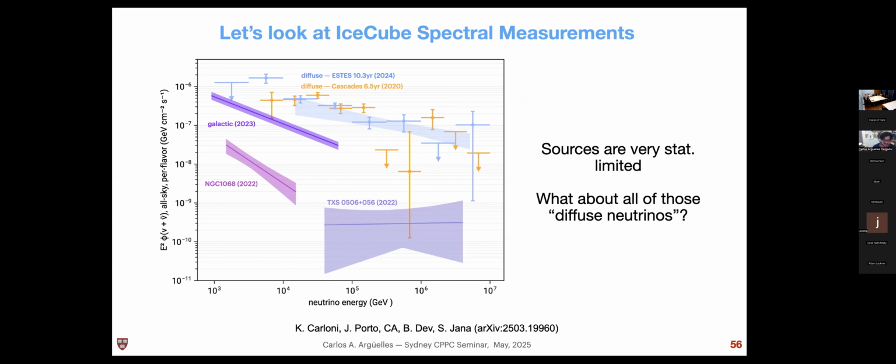Okay, so it sounds like we are in a little bit of trouble because the sources, galactic or extragalactic sources, are very statistically limited. We don't have enough of these events. But if we look back at this figure, we see that most of the neutrinos we see are actually unassociated neutrinos. So could we do something with these diffuse unassociated neutrinos? And this is discussed in this recent paper by Kiara and company.